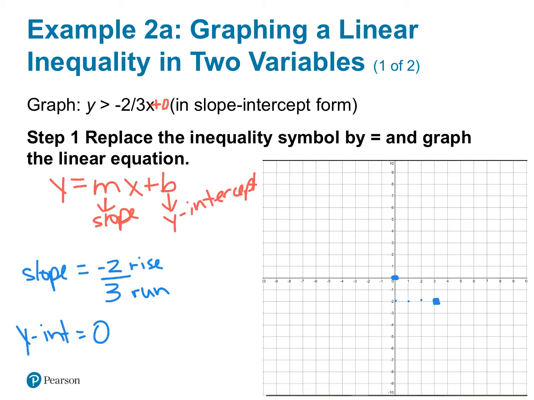I'll do that a couple more times. Down 2, forward 3. You could also go up 2 and then back 3, as long as the negative is either on the top or the bottom. Okay, this one is going to need to be a dotted line because it does not have the equal to symbol under it. So do your best to make a dotted line or a dashed line.